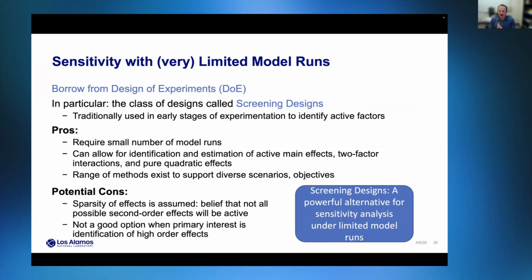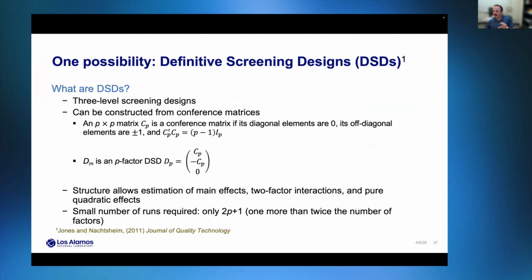So definitive screening designs is particularly what I'm going to talk about. It's a class of screening designs. Let me just skip that one. So there's 3 levels for each input. There's a high, medium, low.